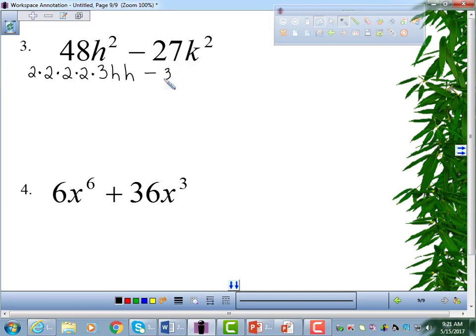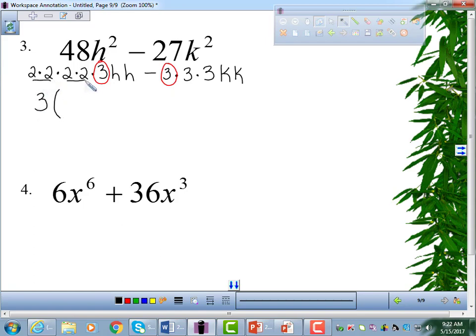27 would be 3 times 9. 9 would be 3 times 3. And your k squared. What do they have in common? So that's your greatest common factor. That's what you have to put in the front.